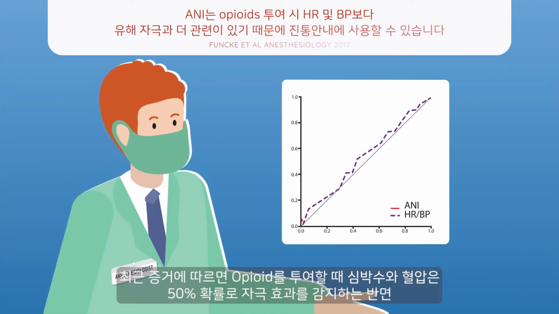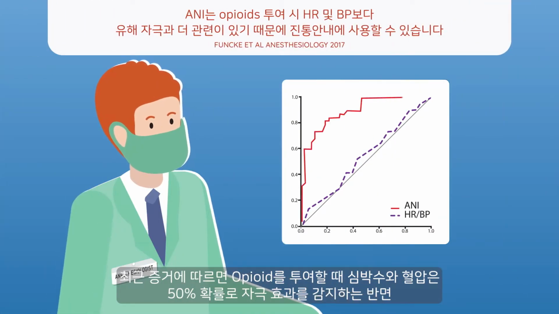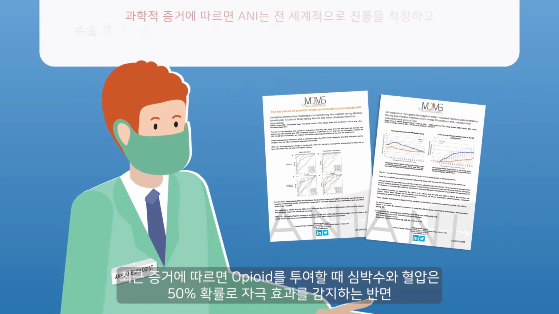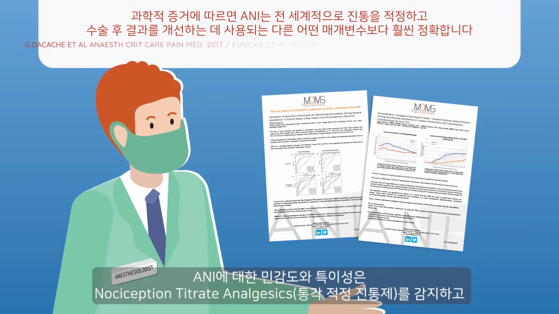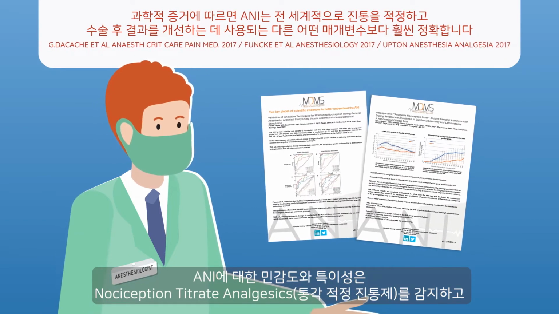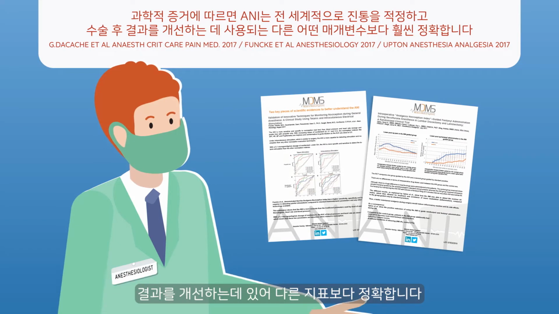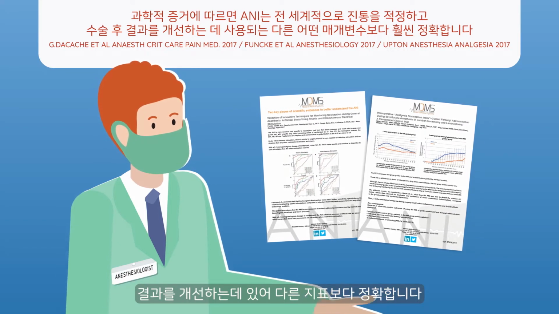Recent evidence shows that when opioids are administered, heart rate and blood pressure are as good as flipping a coin to detect the effect of stimulation, while sensitivity and specificity for ANI is the best in its class to detect nociception, titrate analgesics, and improve outcomes.